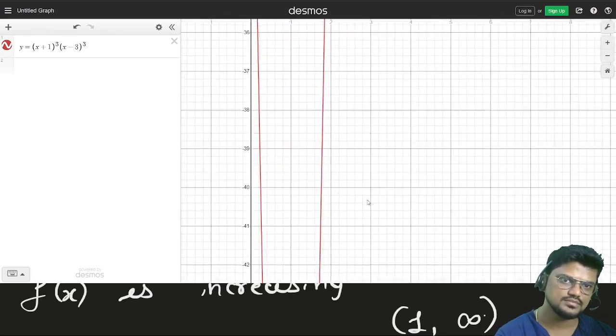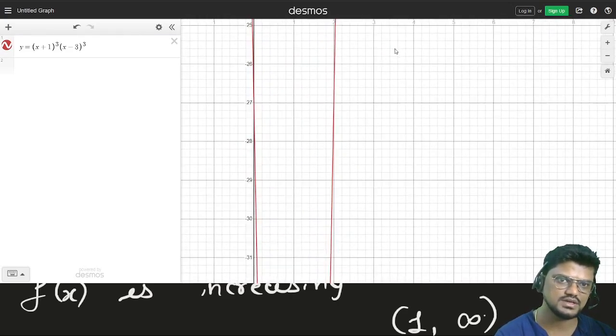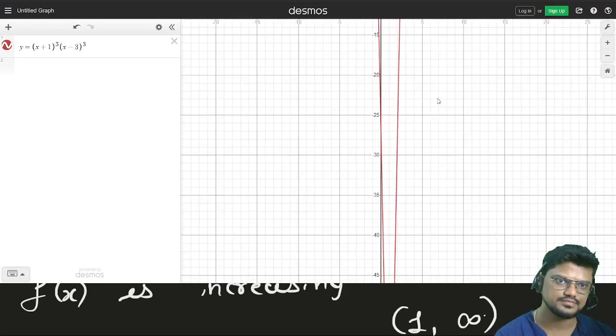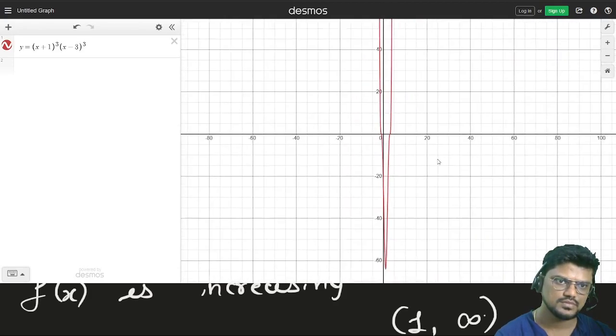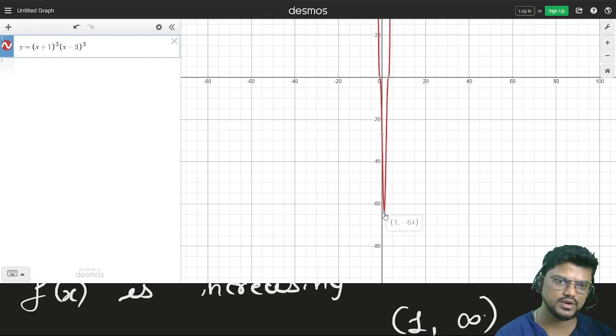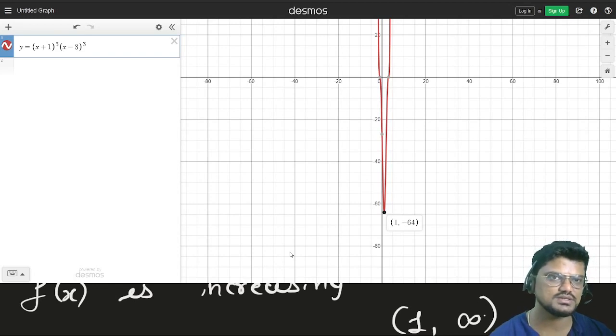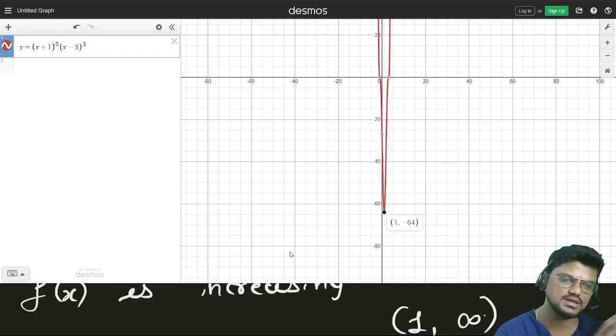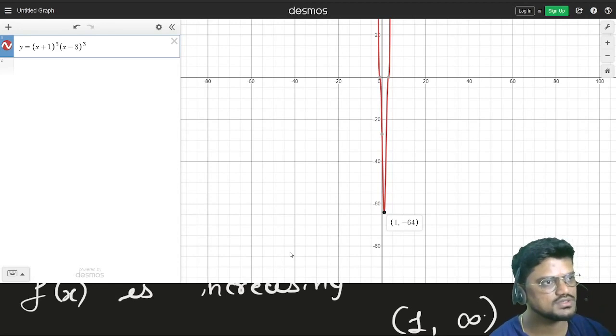Can you see it? It is increasing only. The curve is increasing only. Can you see the graph? This point is (1, minus 64). So when x equals 1, only then it changes. Otherwise, for all the rest of the values it is decreasing up to 1 and then it is increasing from 1 to infinity. How many of you have understood this?